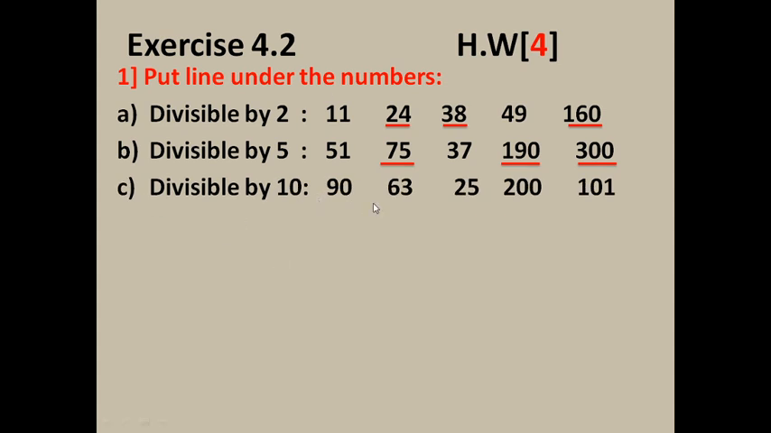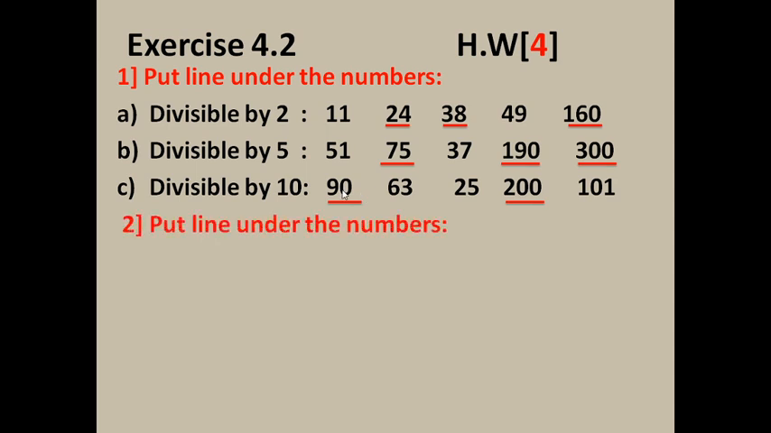Now here, divisible by 10 if the number ends with 0. If the last digit is 0, or the number in the ones place is 0, it is divisible by 10. So here 90, yes. Here 3, it does not end with 0, so no. 5, also no. Here 0, yes. And here the number in the ones place is 1, so no. So here 90 and 200 are divisible by 10. Why? Because the last digit is 0, or the number in the ones place is 0.